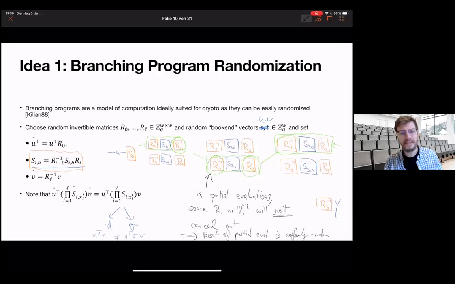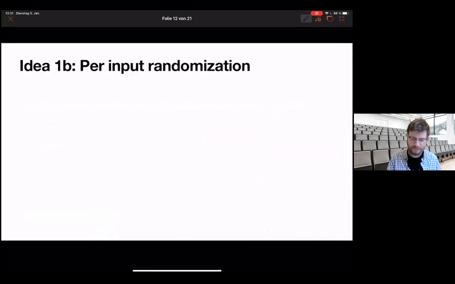But what this helps us to achieve is that if you don't fully evaluate the branching program, you're left with either some Ri or some Ri inverse, which is not partnered with its inverse, so it will not cancel out. Good. Partial evaluations are uniformly random.